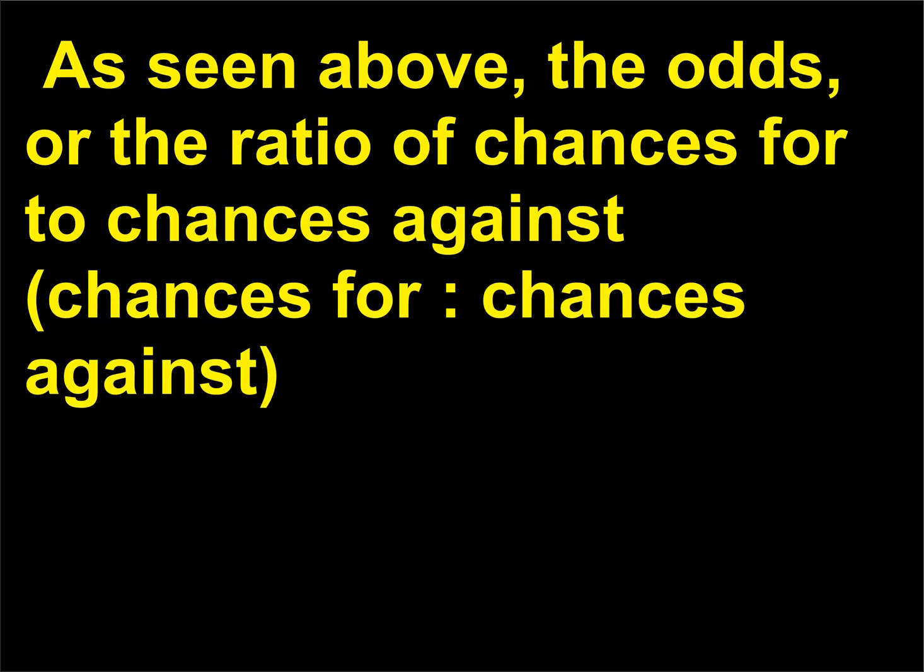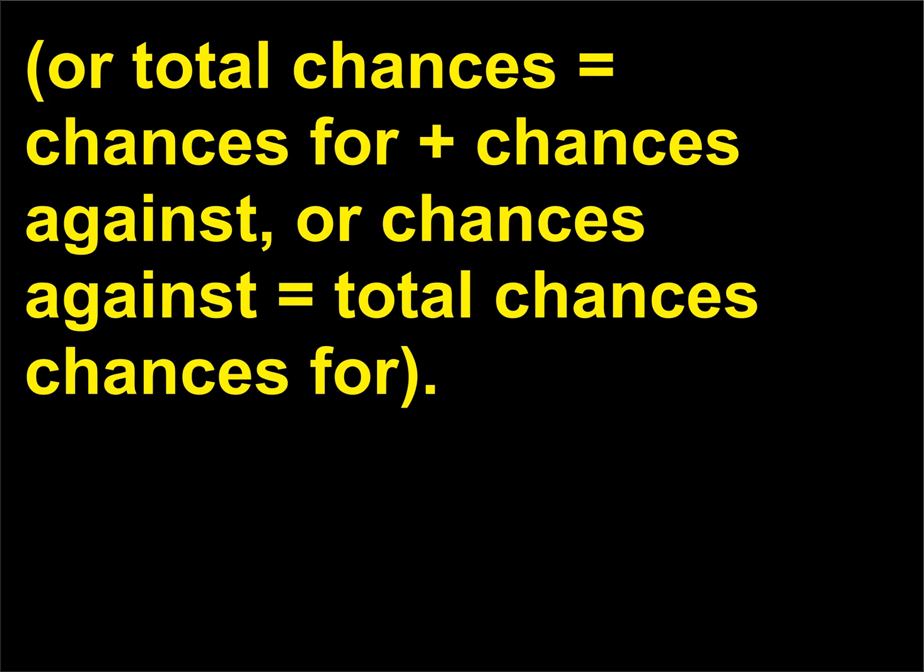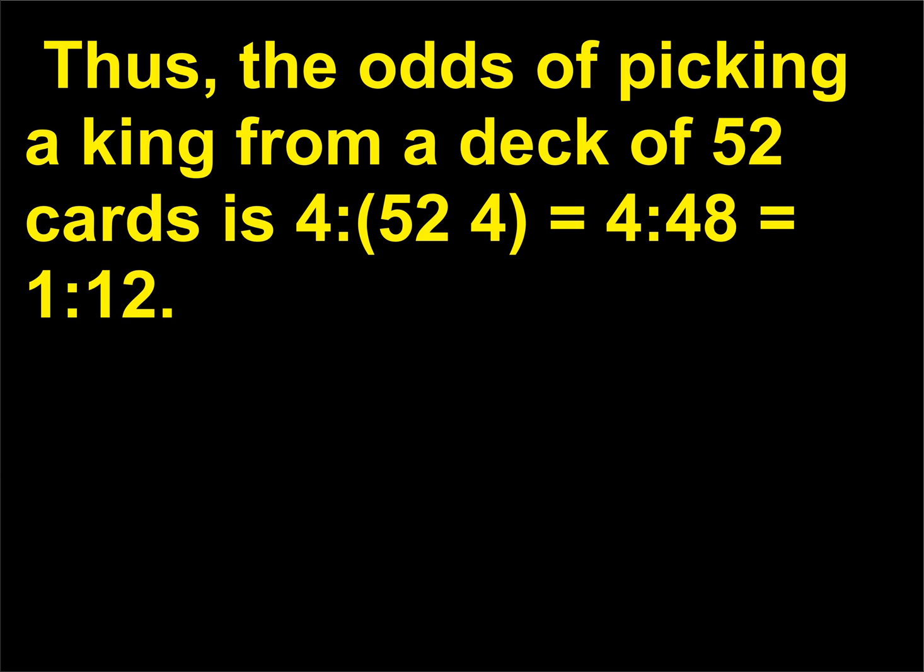As seen above, the odds, or the ratio of chances for to chances against, can be found by the formula: total chances equals chances for plus chances against, or chances against equals total chances minus chances for. Thus, the odds of picking a king from a deck of 52 cards is 4/(52-4) = 4/48 = 1/12.